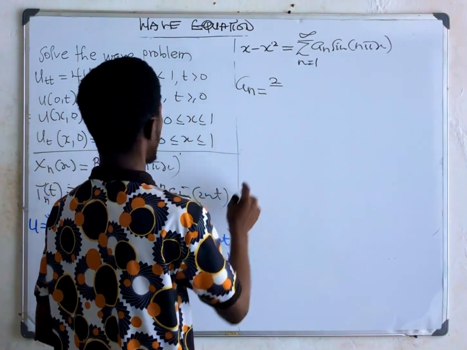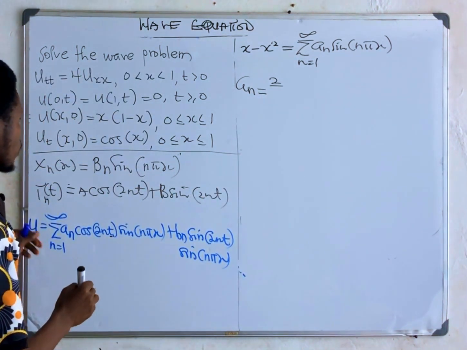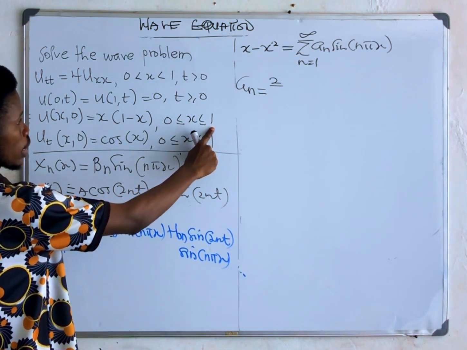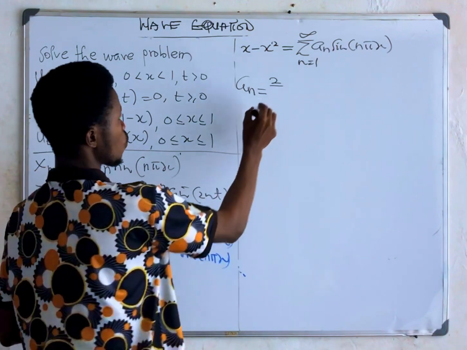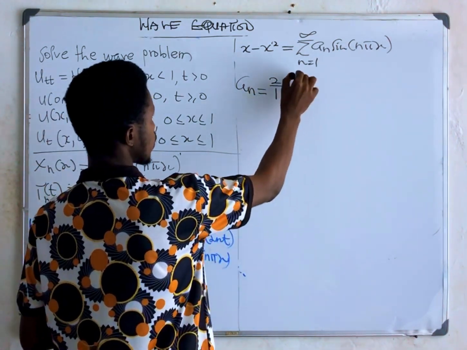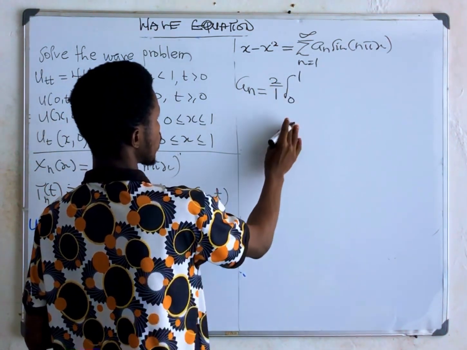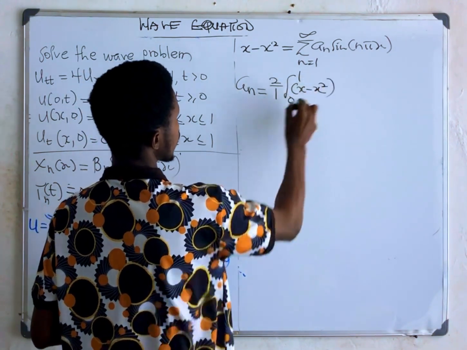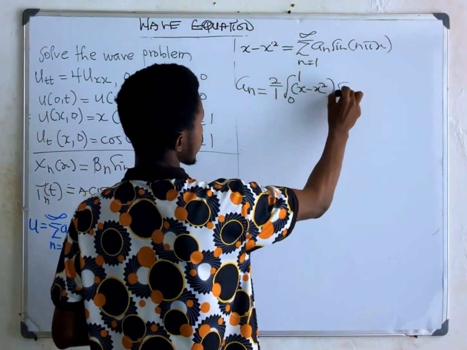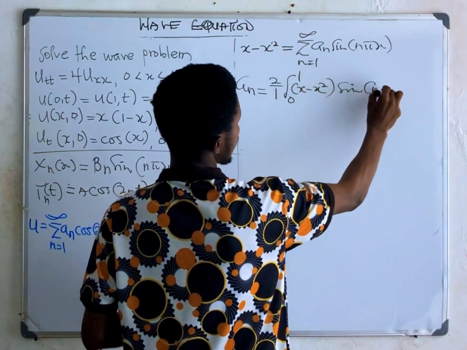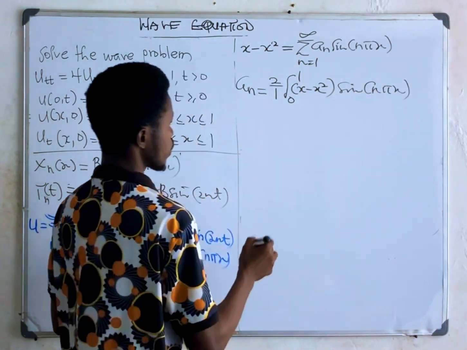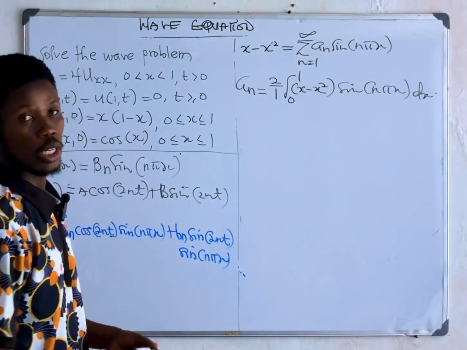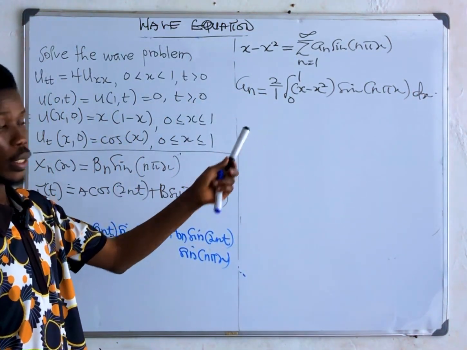2 over, now let's see. Where is the limit? It's from 0 to 1. Is that okay? So that will be 2 over 1. The integral starts from 0 to 1 of f of x, which is giving us x minus x squared, then sine n pi x dx. So you have to integrate this.